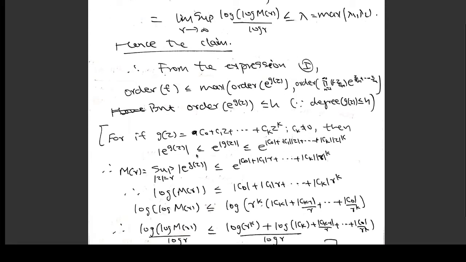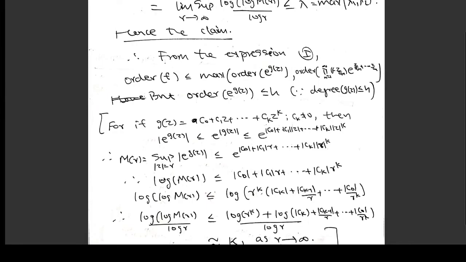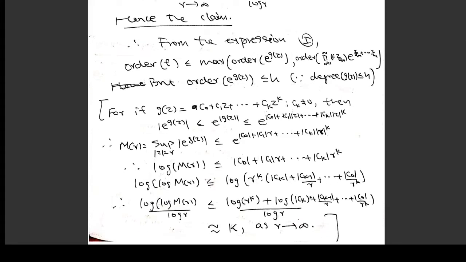That is easy to prove, because you will get that the absolute value of e raised to g(z) is bounded by this, and if you compute the supremum over mod z equal to r, it is bounded by this quantity. Now log M(r) will be bounded by this quantity. Here you take r raised to k outside, since c_k is not equal to 0, you will have this. Now you can see that as r tends to infinity, these quantities will vanish, I mean they are negligible. So what is remaining is log r^k plus log mod c_k, or something which is negligible, divided by log r. This is k log r, so if you divide by log r, it is k only.